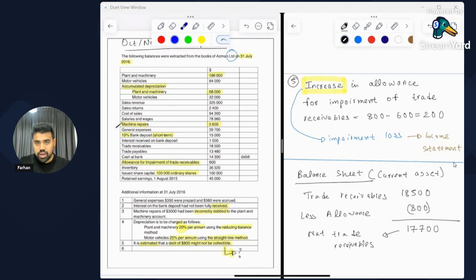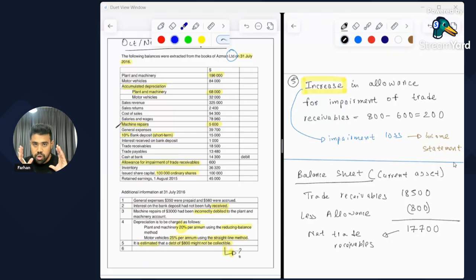All right, so just a quick recap before we move to point number 6. In the past, we had an allowance for impairment of trade receivables of 600, but based on the additional information given in point number 5, we now estimate this allowance to be 800. What do we understand by allowance for impairment of trade receivables? It is an estimation of the money that we may not be able to collect from our credit customers, who are also known as the trade receivables. So this amount has gone up from 600 to 800.